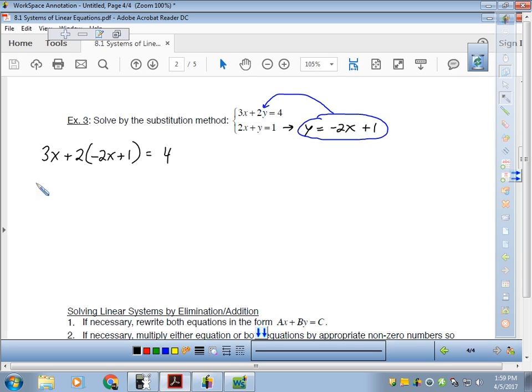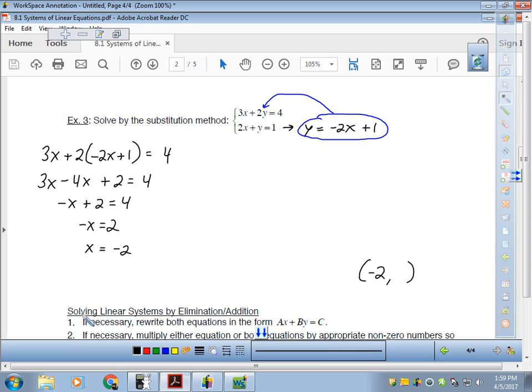Distribute the 2 into the parentheses. So 3x, 2 times negative 2x is negative 4x, and 2 times 1 is 2, equals 4. Combine like terms. 3x minus 4x gives us a negative x plus 2 equals 4. Subtract the 2 across. Negative x equals 4 minus 2, which is 2. And then divide both sides by negative 1. x ends up equaling negative 2. So I know half of my answer is negative 2, comma, something.